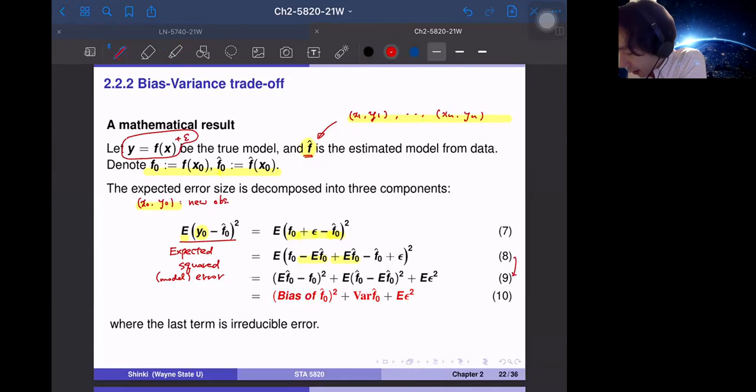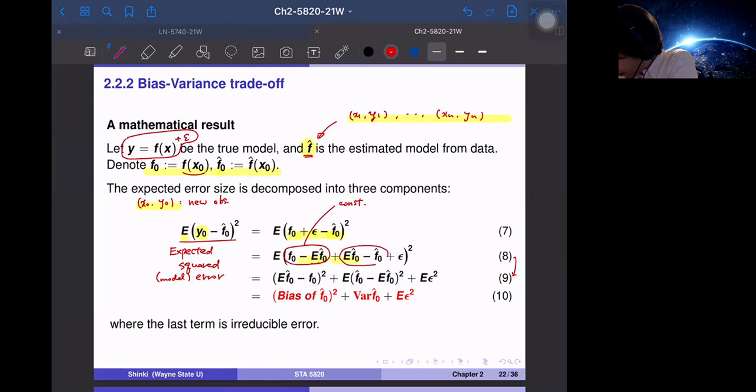Think about the first term, f0 minus expectation of f hat. Is it random or not? At first, f0 is just f(x0). x0 is a constant, and f is the true model, so it's also a constant, so no randomness. And the second term is an expectation of something. Expectation is always a constant, right? Unless it's a conditional expectation. So an unconditional expectation is constant, so this is constant.